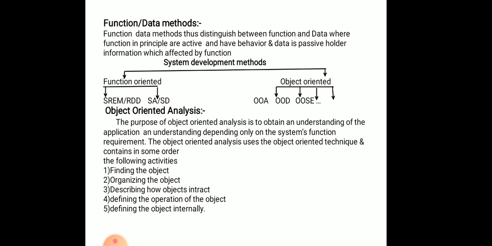Then system development methods are divided into two parts. First one is function oriented and second one is object oriented. The purpose of object oriented analysis is to obtain an understanding of the application, depending only on the system function requirements. The object oriented analysis uses the object oriented technique and is conducted in some order. These are the following activities.